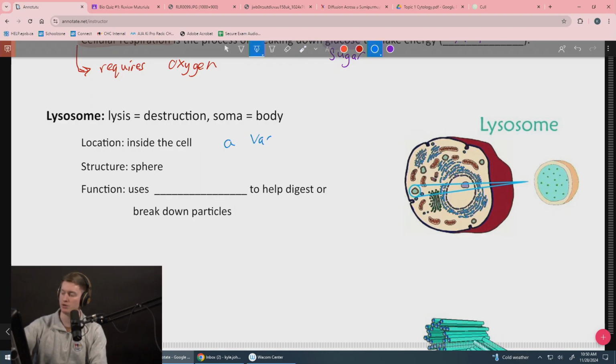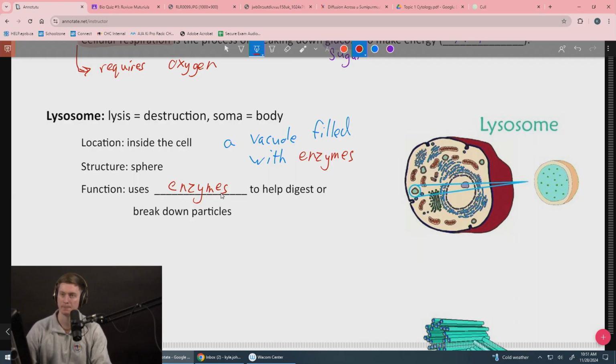A vacuole filled with enzymes. Remember that enzymes are our protein catalysts that help make reactions happen. The enzymes that a lysosome is filled with are used to break down wastes or organelles that aren't working anymore. Think of it as your cell's garbage can.